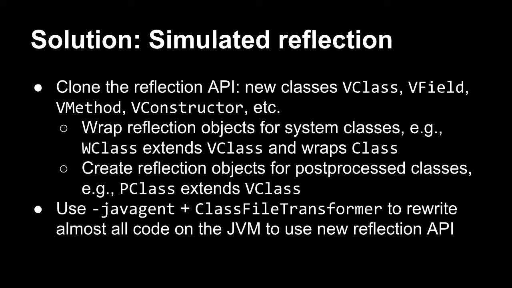And to actually do this, we use the Java agent parameter on the JVM and a class file transformer so that almost all the code, not just the code that the user is working on, but actually the code in the libraries also gets changed to use this VClass, VMethod, stuff like that. But it's a much lighter rewriting because all we're doing is changing the names of the classes that it's referencing. And also, generally you use reflection just for setup time stuff, so it's not as much of a runtime concern.